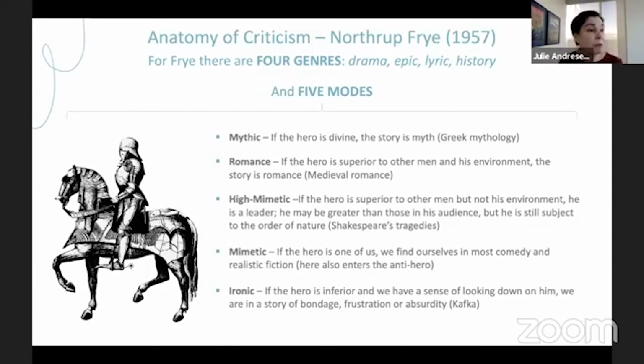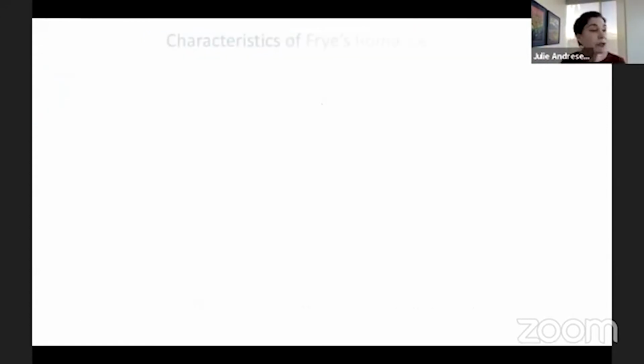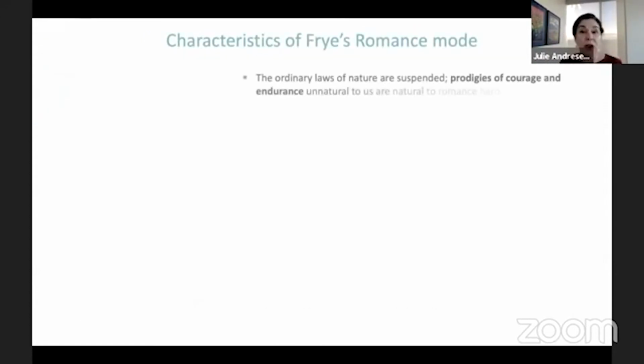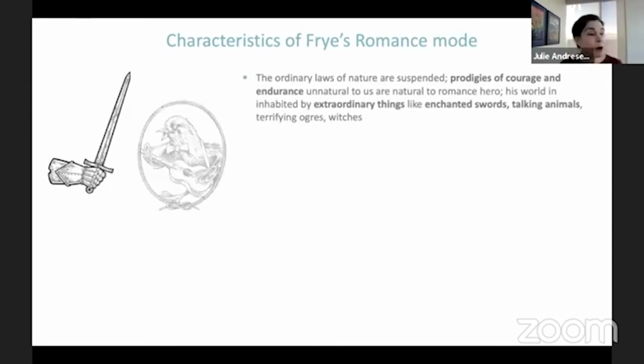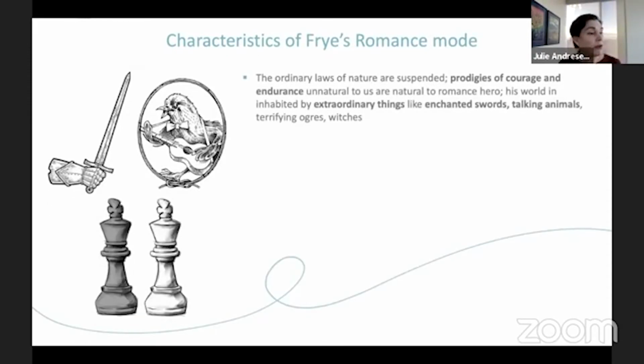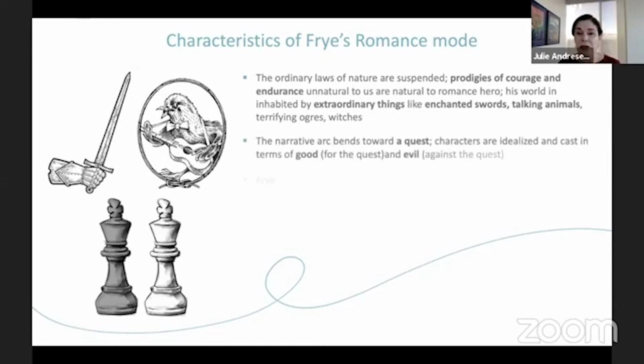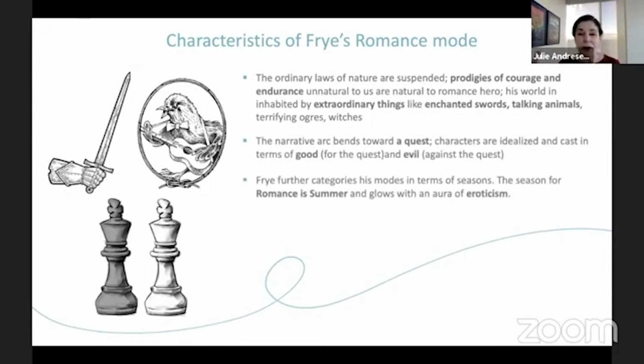In a romance, the main characters are of the highest social order, but below gods. As for the characteristics of the romance, we have prodigies of strength and endurance, enchanted swords and talking animals. The narrative arc: they're on a quest, good and evil. It's like a chessboard. You've got the good and the evil, the white and the black.